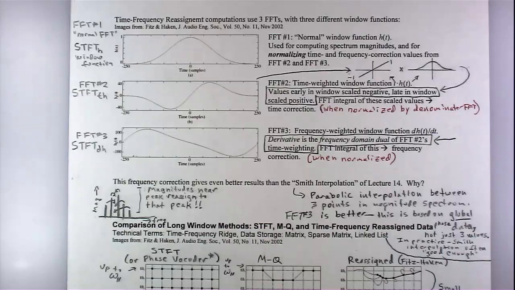Yes. So now, FFT number 3. If FFT number 2 made any sort of intuitive sense to you, that's great, because I'm going to hand wave away FFT number 3. What is this weirdo function here? This is the derivative of that. Okay? That's really all this is. And this is where hand waving comes in. Why would frequency reassignment have a derivative of the window where time reassignment has a ramp?